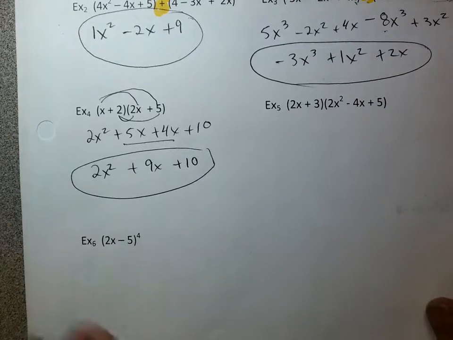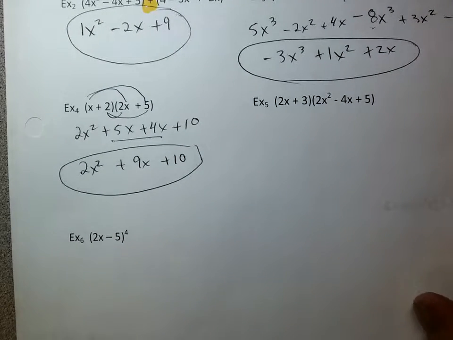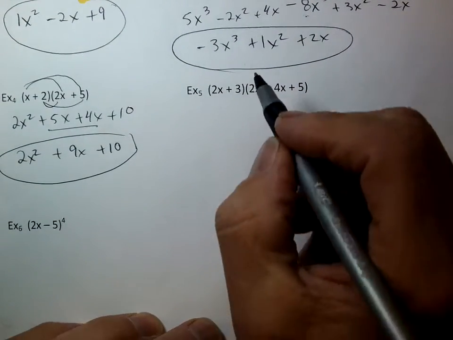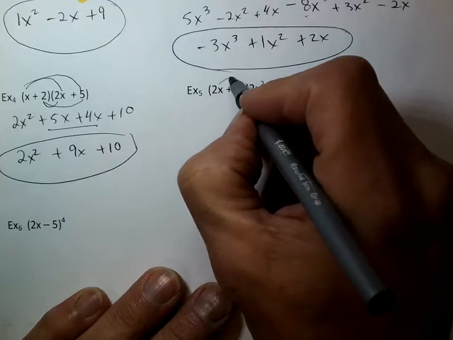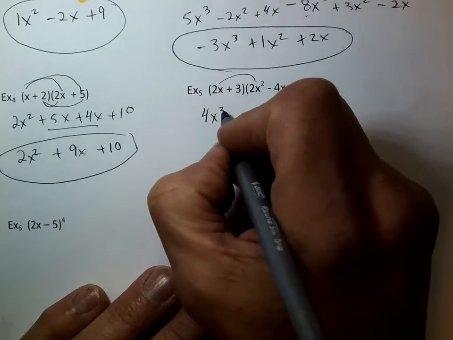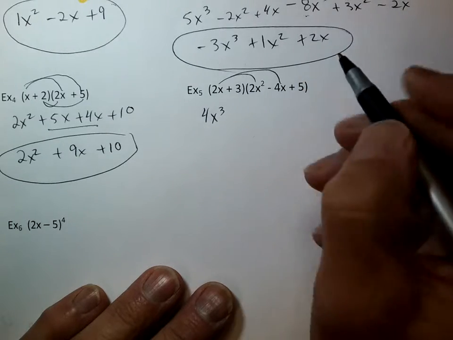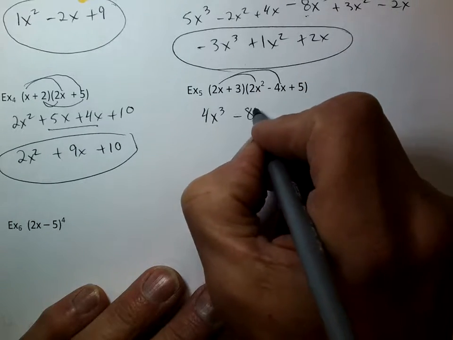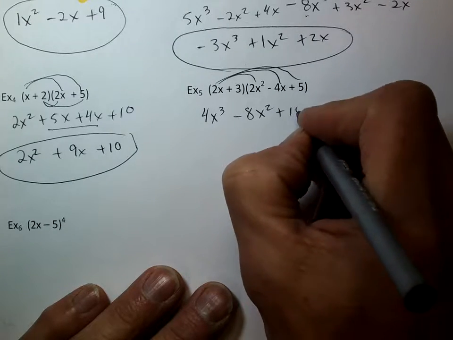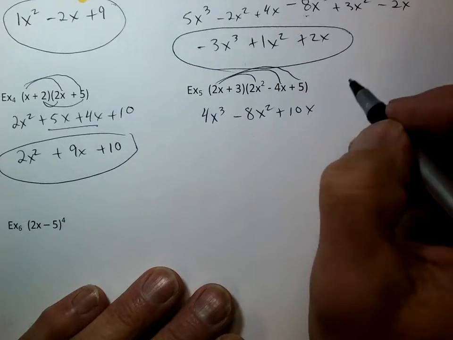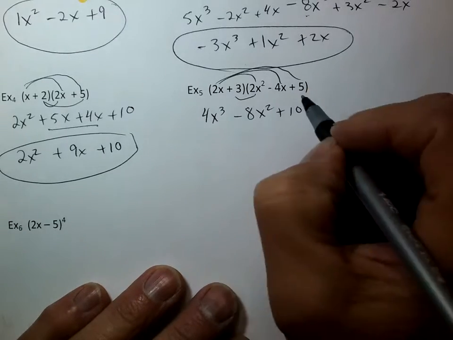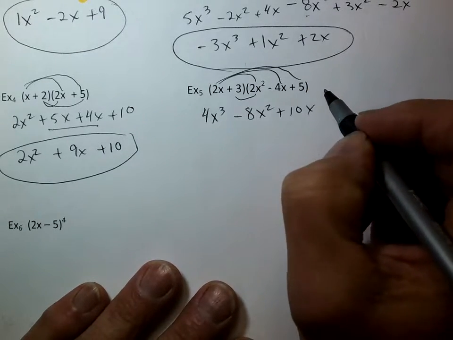Alright, 5 is just a bigger version of 4, that's all. So if I do 5, I'm going to multiply. I'm going to take 2x times a 2x to the second makes a 4x to the third. A 2x times a negative 4x makes a negative 8x squared. And a 2x times 5 makes a positive 10x. But I need to make sure I multiply through by the 3 also. So 3 times 2x squared makes a positive 6x squared.